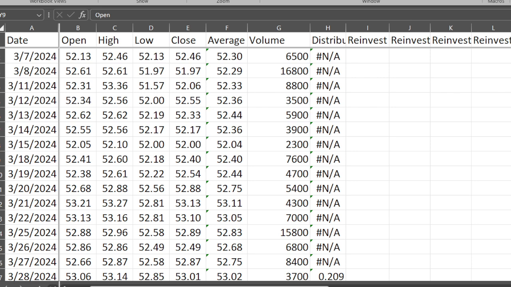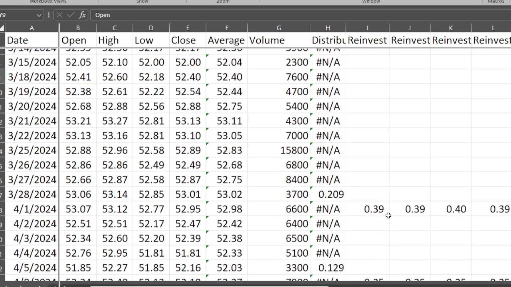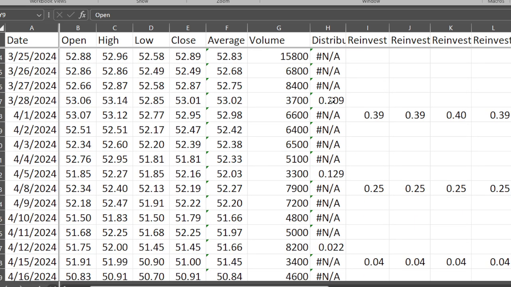So what you're looking at is I took Yahoo Finance XDTE data up until the close of business of September 16th, started from March 7th, and took the average of the prices. Then I did a lookup into the distributions, so you can see it side by side. If I scroll down a little bit, you'll see the distributions on particular dates, and I assumed a reinvestment on the next business day.